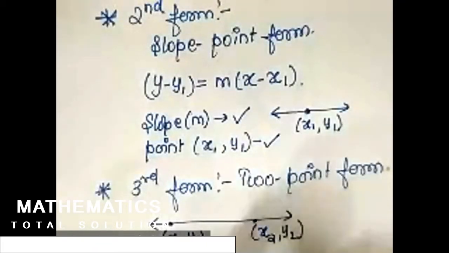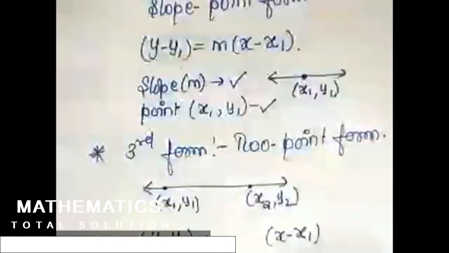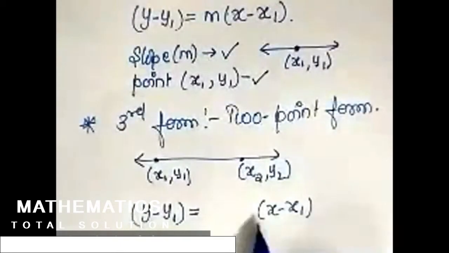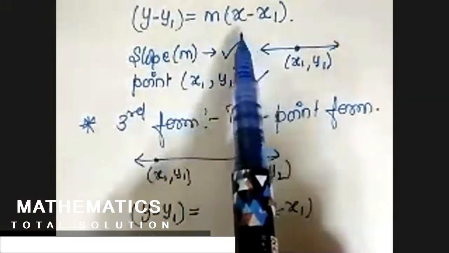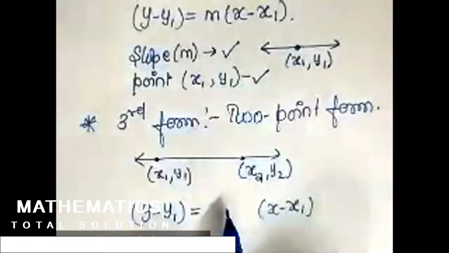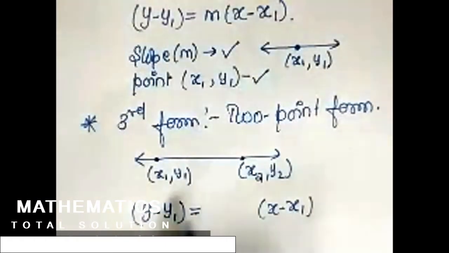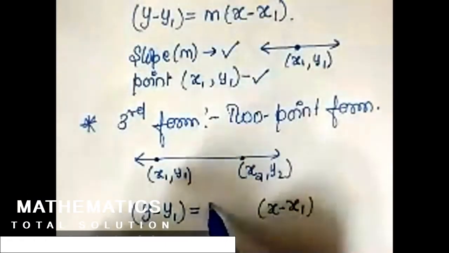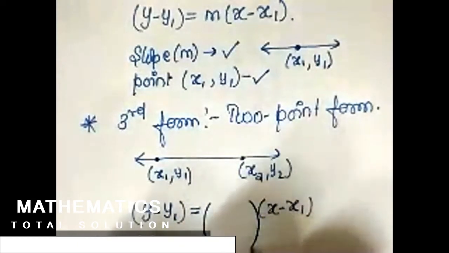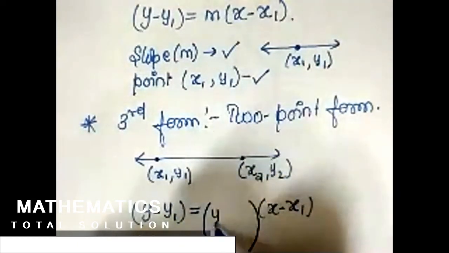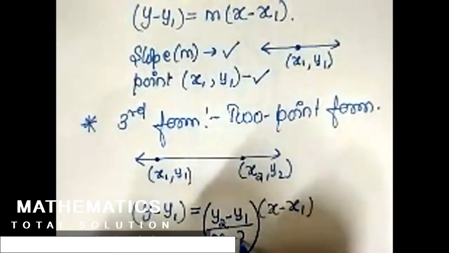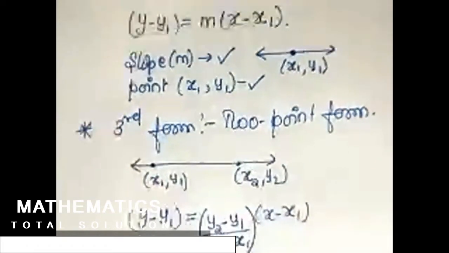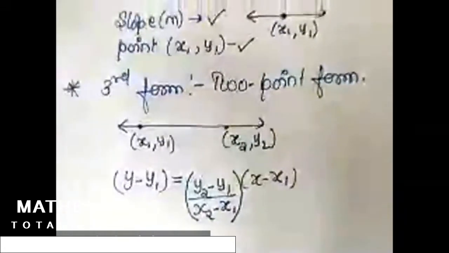You will say, sir, if I write y minus y1 is equals to m(x minus x1), then this will be exactly the same as this. Yes, but this is not slope point form, it is two-point form. So we have just used the first point, and in place of m we will substitute the value of m, and that is (y2 minus y1) upon (x2 minus x1). Copy quickly. Copy quickly, beta.